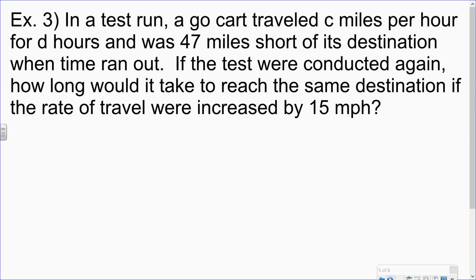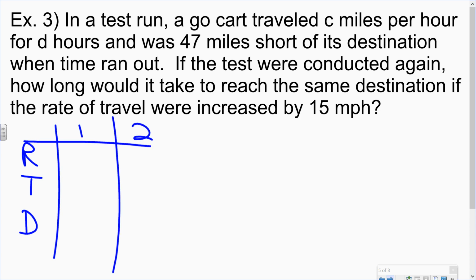So once again, we're going to have our 2 columns. Rate times time equals distance. Case 1, case 2. So first time around, C miles per hour. So C is the rate. D hours, time. We have 2 things in that column, so we finish that column by RT equals D. So that means D has to be C times D.